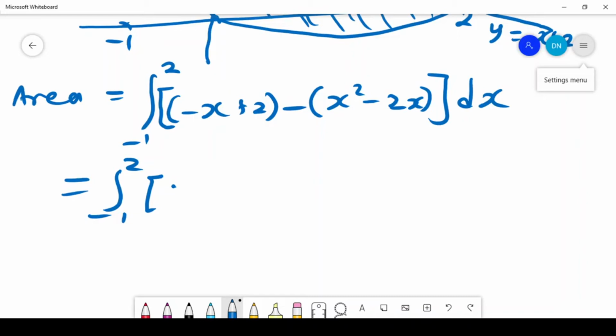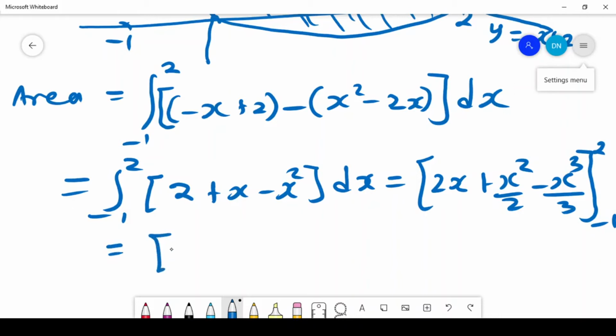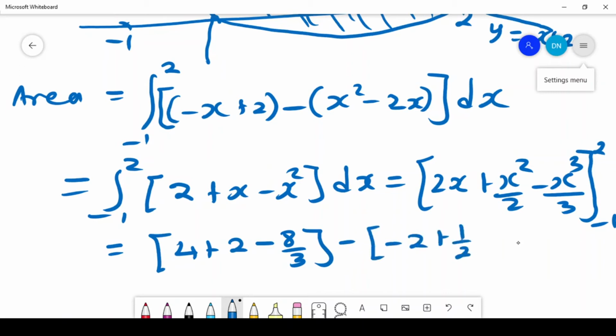And that gives us the integral of 2 plus x minus x squared dx, which is 2x plus x squared over 2 minus x cubed over 3 between negative 1 and 2. And if we continue, that will give us 4 plus 2 minus 8 over 3, and then minus, 2 plus a half plus a third.